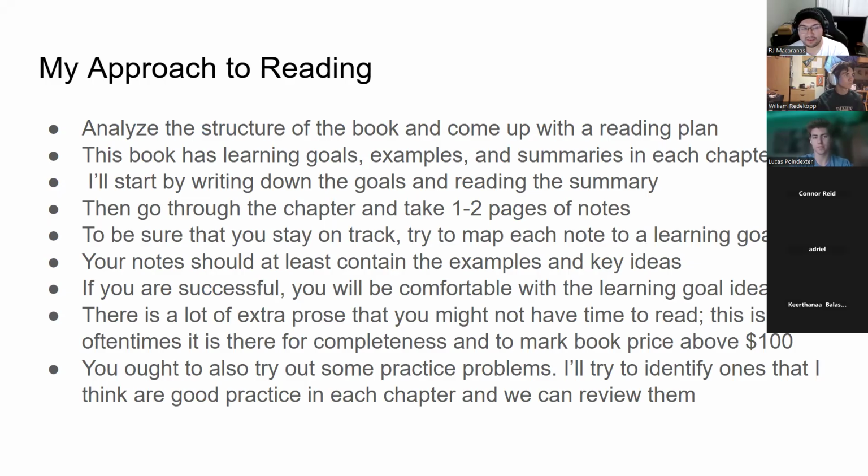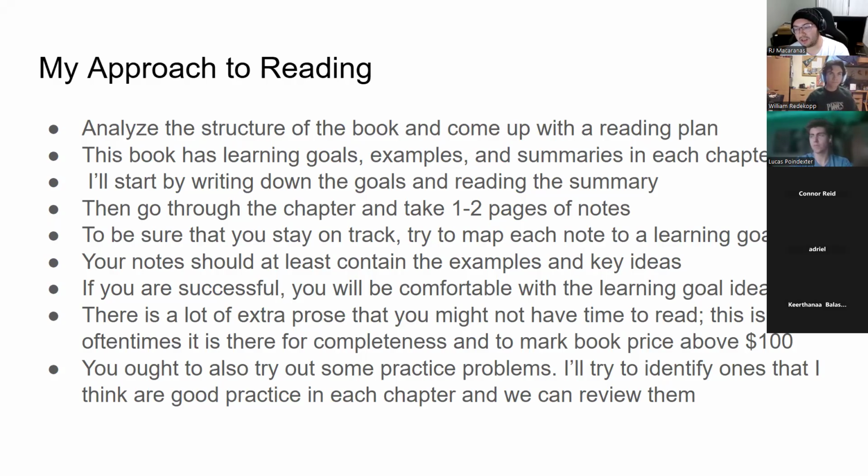So I've made a little slide about my approach to reading. Before jumping into reading, you really want to look at the structure of the book and come up with a plan, right? Because if you just start reading every single word in the book, you're not going to get very far. There's a lot of unnecessary prose in there to pad the books out and make them seem complete. But we're technical people, right? We need to read at a very fast pace in order to keep up with the industry.